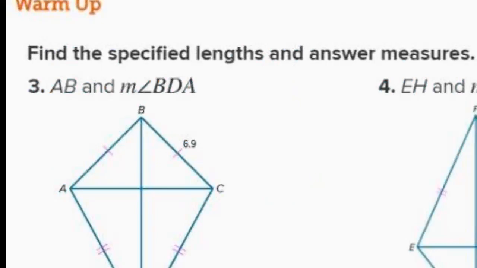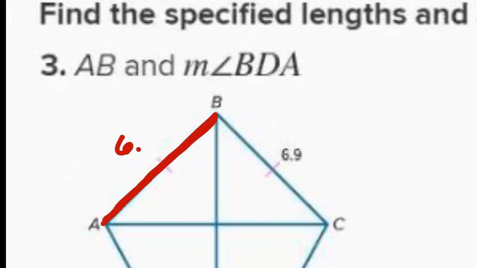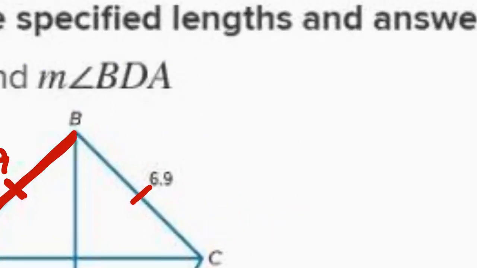All right, how big on number 3 is segment AB right here? 6.9. We have a congruence mark here that is mirrored over here on BC. So AB is 6.9.